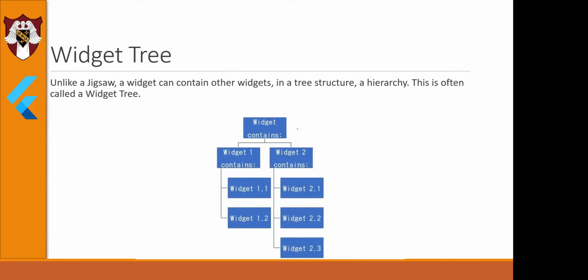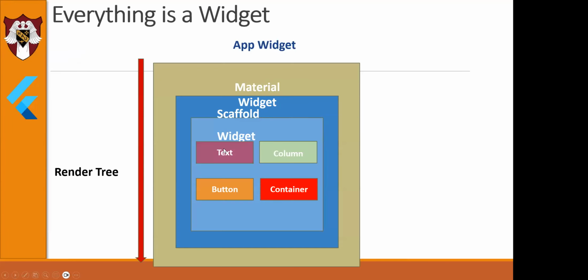Okay, so when you put different widgets, you create a tree, whether a widget is inside another widget or a widget is separate from a different widget. So you create a tree. For example, you have a widget, a frame. Inside the frame, you have a text box, a column, a button, or a container. So you actually render a tree.